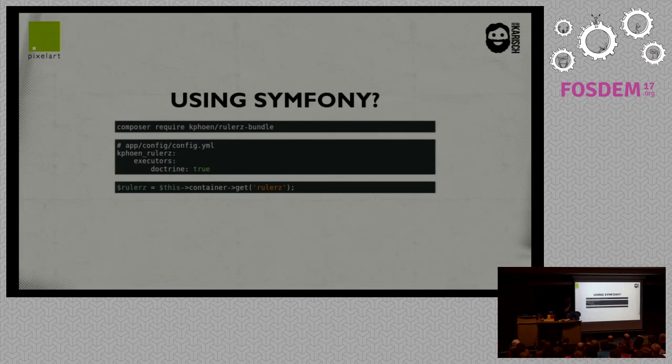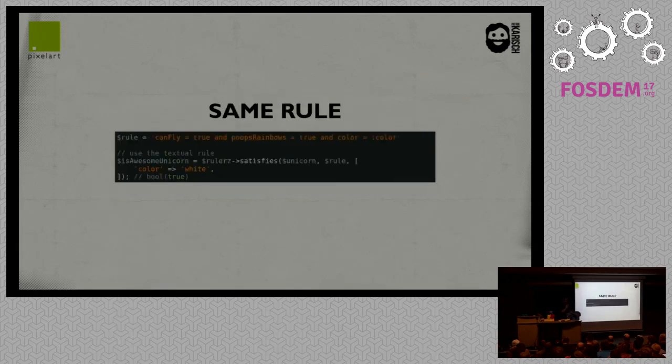So, let's get back to our awesome unicorn business rule. Here we have the rule. It doesn't look like the class before. Doesn't matter now. So we have the rule: can fly is true, and poops rainbows is true, and color is the prepared parameter color. Looks like SQL, doesn't it?